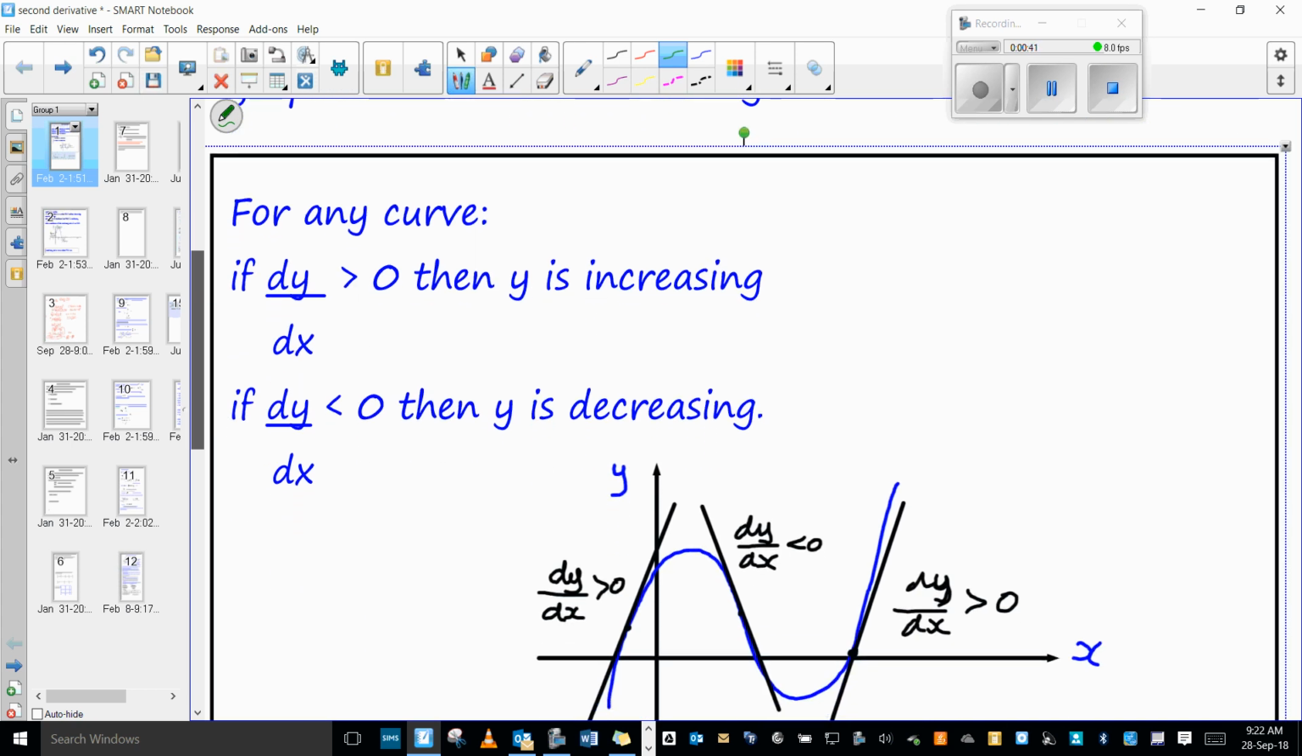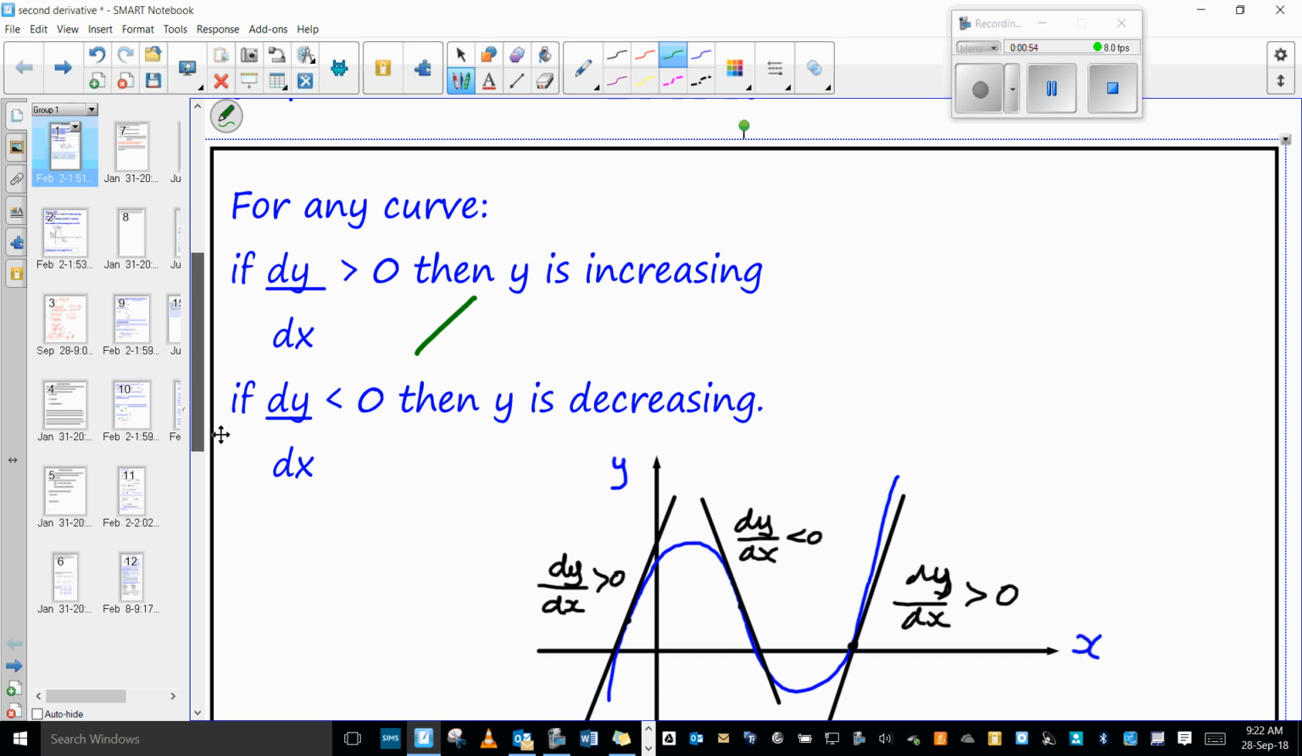If the derivative is greater than 0, it means that there's a positive gradient. We know that positive gradients are uphill direction, yes? Well, that tells us, therefore, that the function would be increasing. So if the gradient is greater than 0, then we know that y is increasing. If the gradient is less than 0, we know that it's decreasing.